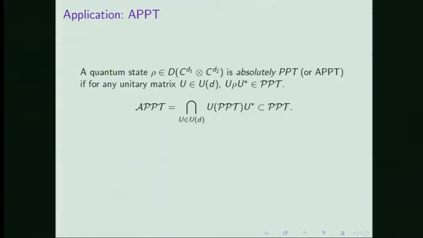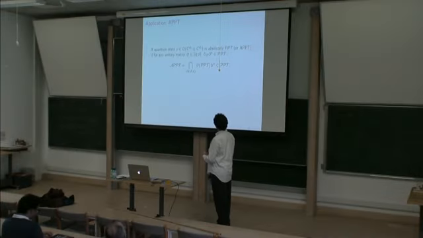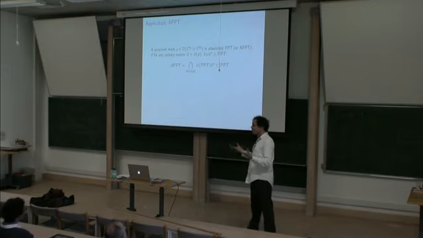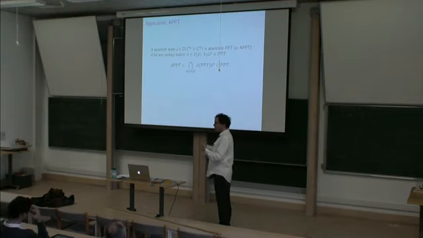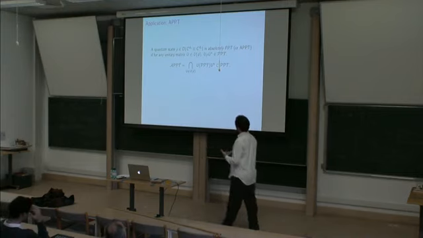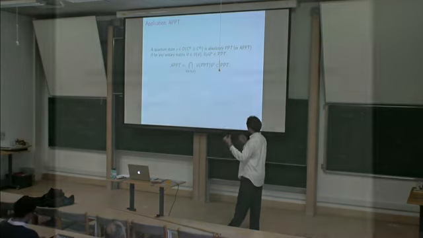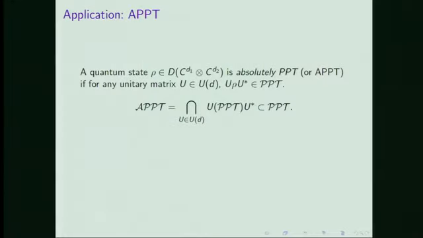So I kind of forget the tensor structure of C^D1 and C^D2. I just think I have C^D, and I look at all ways I can write it like C^D1 tensor C^D2. So it just boils down to having a unitary matrix. Here D is D1 times D2, and I'm asking for the property of being PPT.